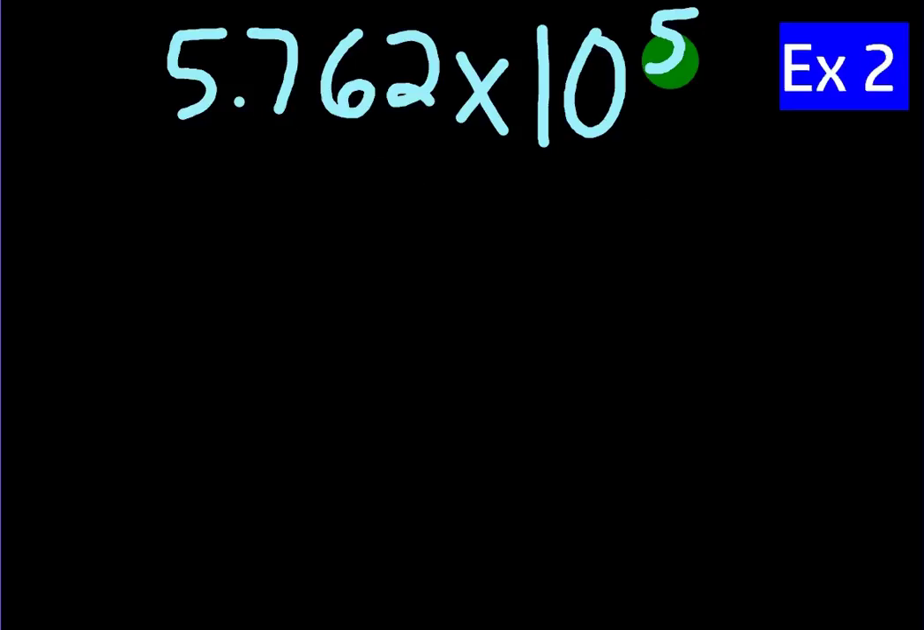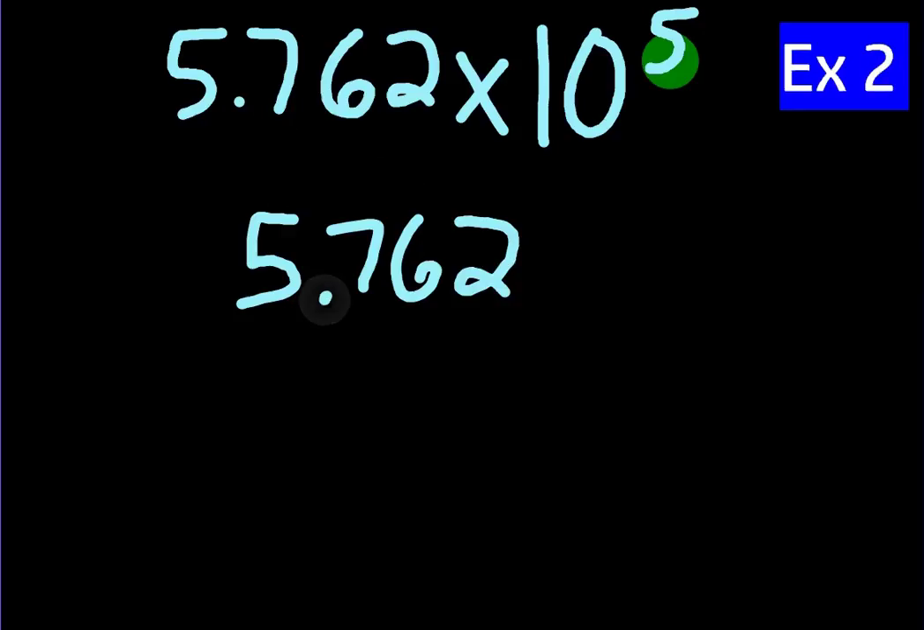Alright, so let's just rewrite our decimal down here. Maybe that was a little sloppy. 5.762. So like I said, normally I just rewrite my decimal number. Okay, so we're going to be taking that decimal, moving it 5 units to the right. So let's do that. 1, 2, 3.